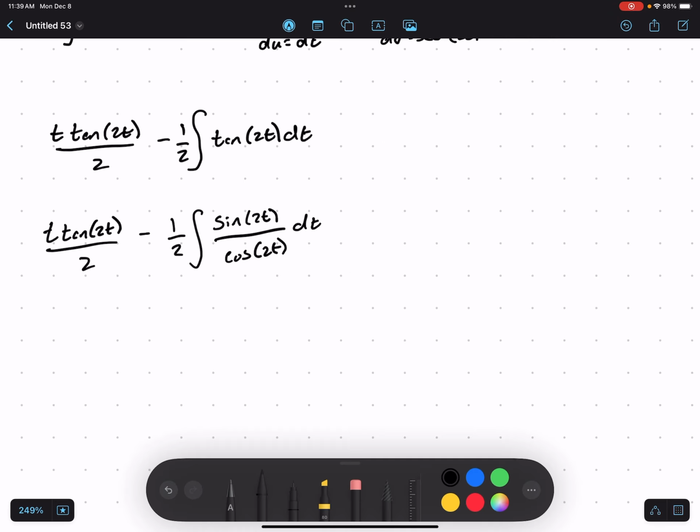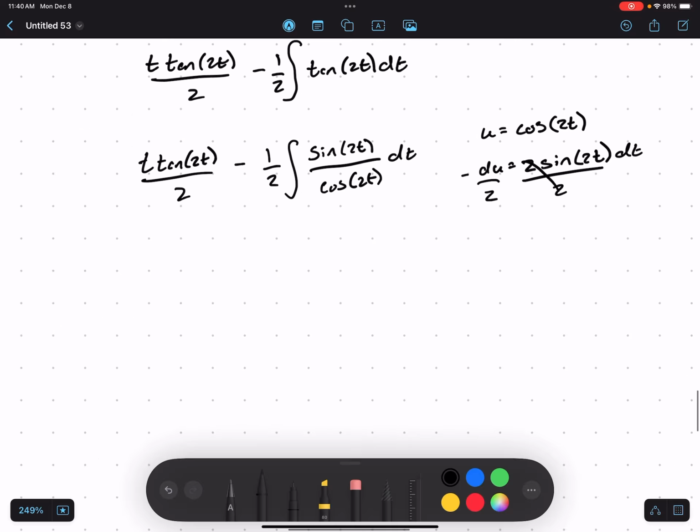And then here, what we'll do is we'll say u equals cosine 2t, and du equals 2 sine 2t. But because we're going from cosine to sine, it's actually negative, so we'll pop a negative out front. What we're looking for is sine 2t dt, and what we've got is 2 sine 2t dt, so we'll just divide this side by 2, divide this side by 2, and that will fix it for us.